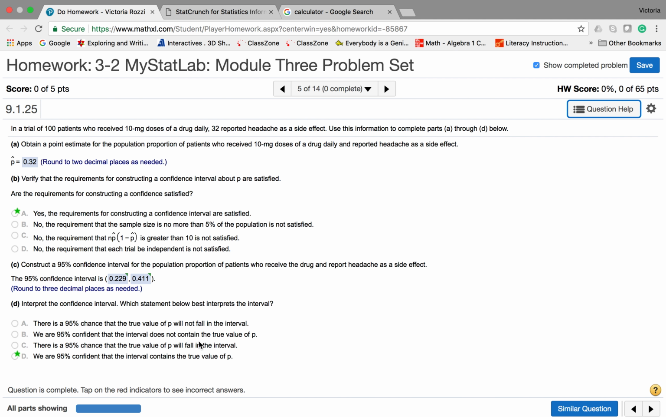Now the last thing here is how to interpret your confidence interval. There's kind of a formula to the sentence that goes with confidence intervals, and this is the basic formula: we are 95% confident that the interval contains the true value of p. If I were going to put this in the context of the problem, I would say we are 95% confident that the true population proportion of the number of people who will report a headache is between this and this. But this is just the very general formula here. So let me know if you have any more questions.